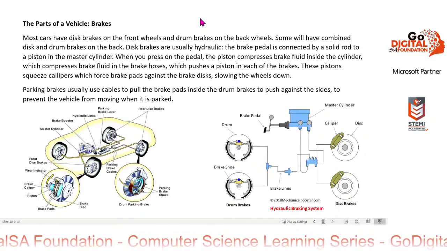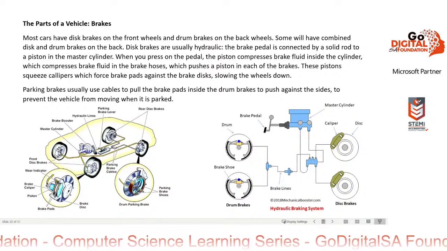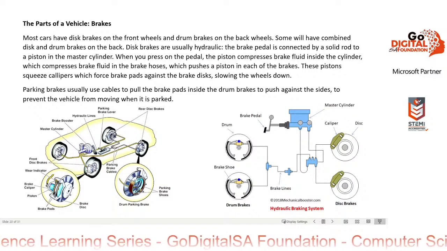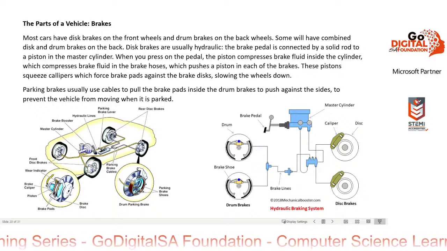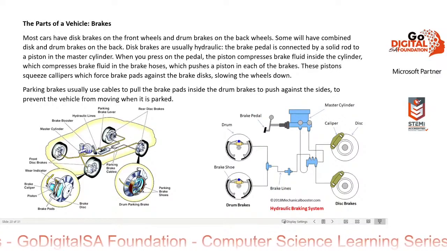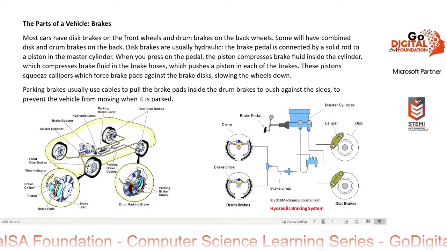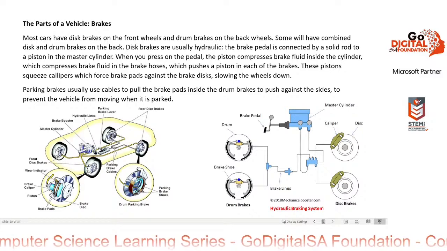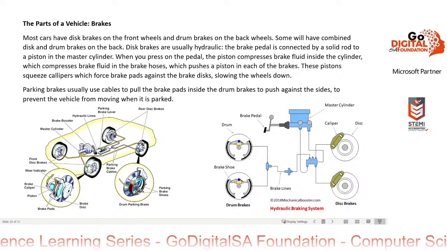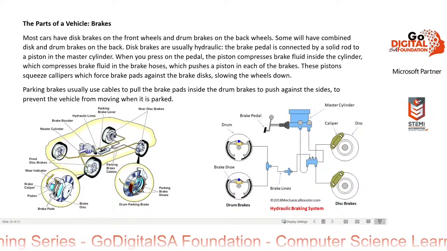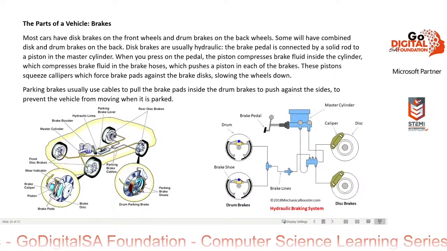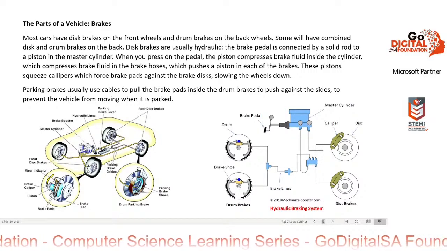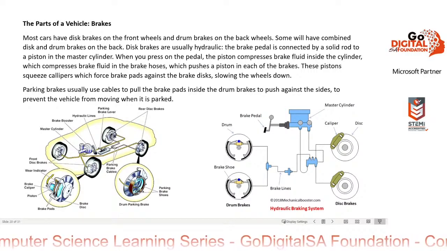Okay, the brakes. Most cars have disc brakes on the front wheels and drum brakes on the back wheels. Some will have combined disc and drum brakes on the back. Disc brakes are usually hydraulic. The brake pedal is connected by a solid rod to a piston in the master cylinder. When you press on the pedal, the piston compresses brake fluid inside the cylinder, which compresses brake fluid in the brake hoses, which pushes a piston in each of the brakes. These pistons squeeze calipers, which force brake pads against the brake discs, slowing the wheels down.